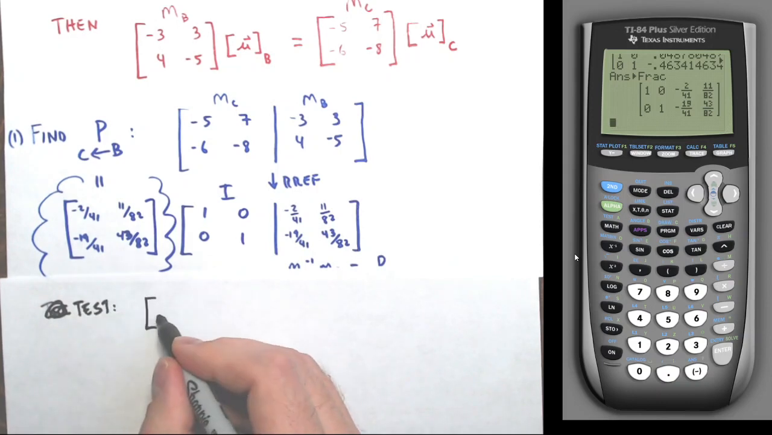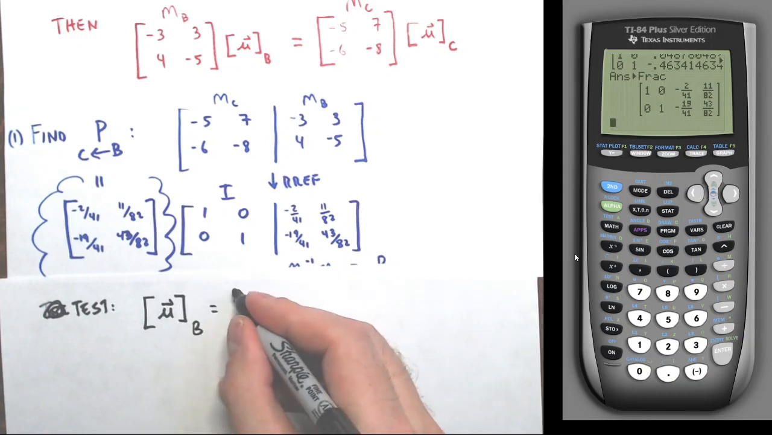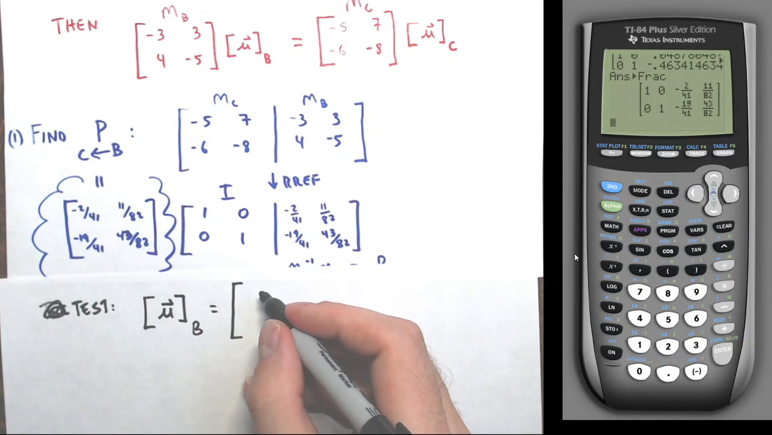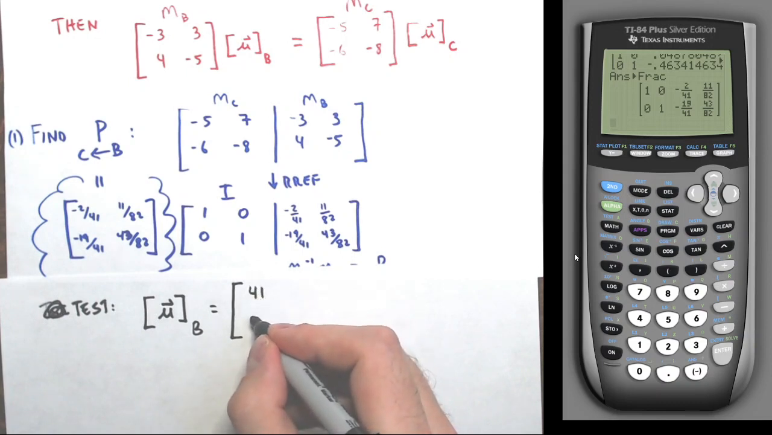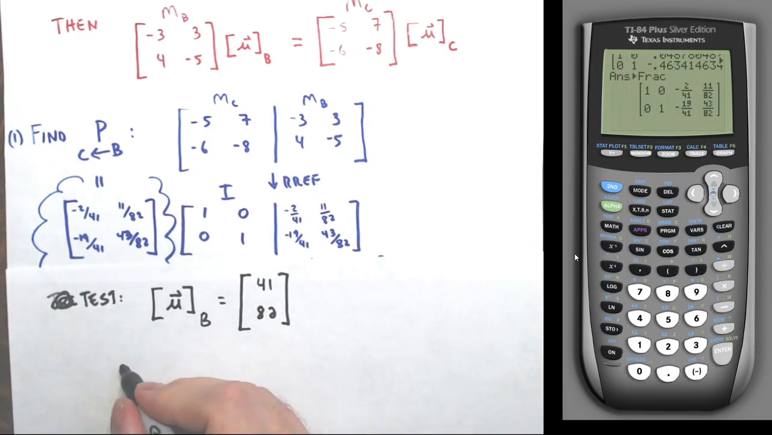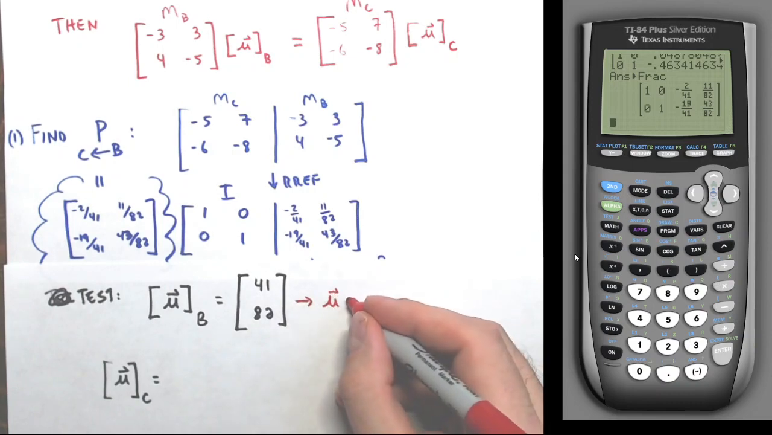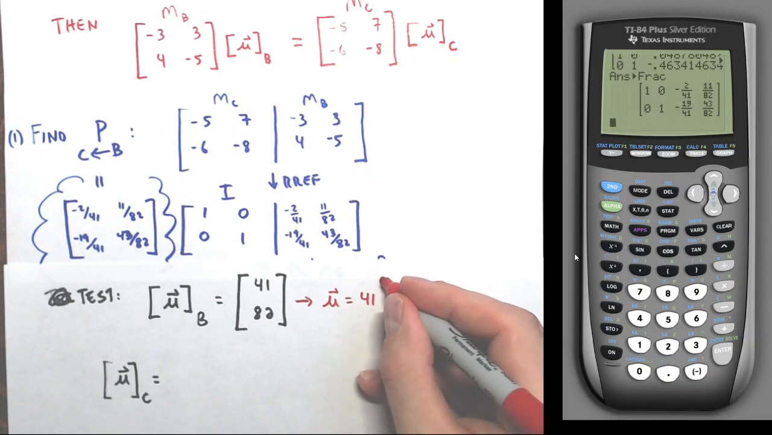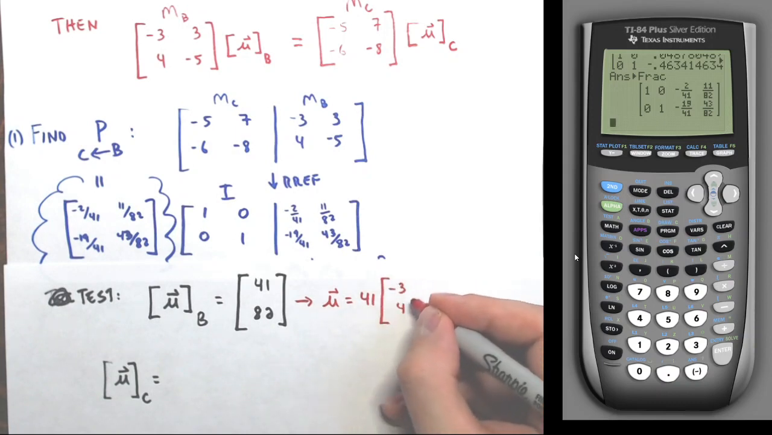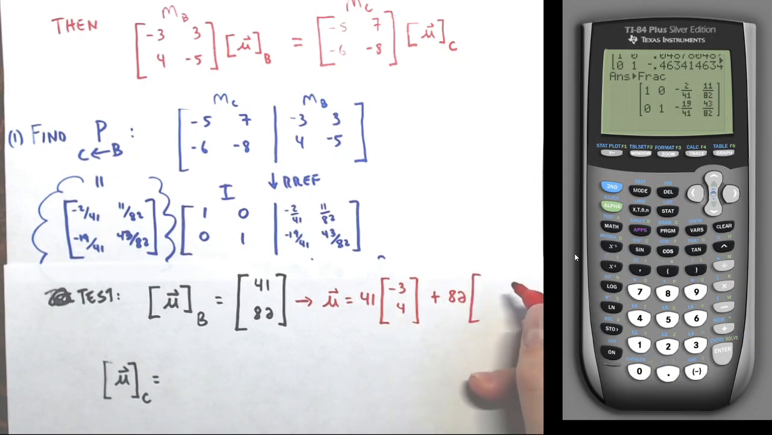So suppose that the coordinates of a vector u with respect to basis B are known, and say those coordinates are 41 and 82. You'll see why I'm doing that in a second. Well, first off, let's see what vector u is. This means that vector u is 41 times the first vector from B, which was -3, 4, plus 82 times the second vector from B, 3, -5.